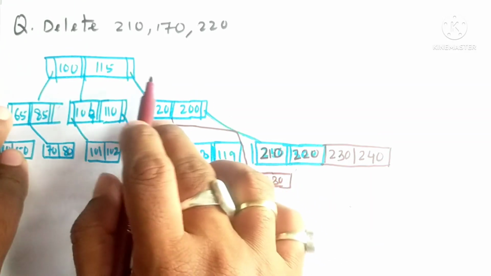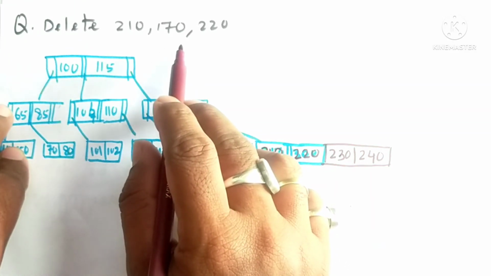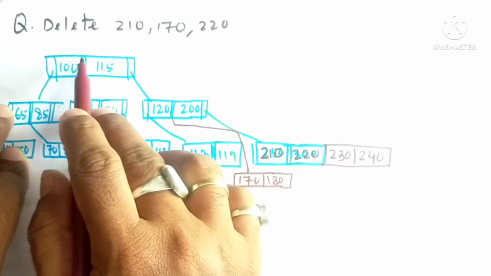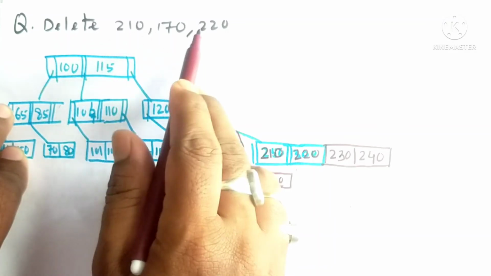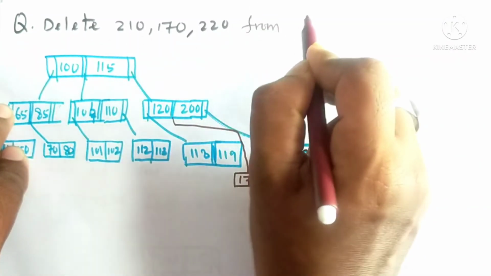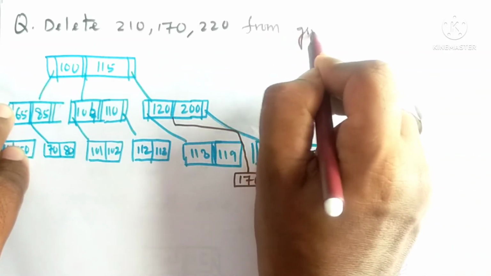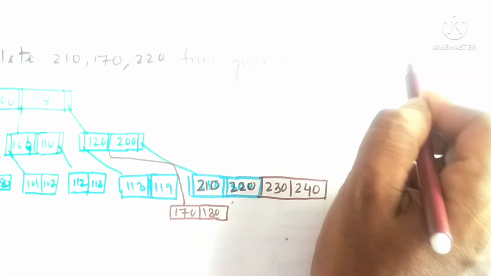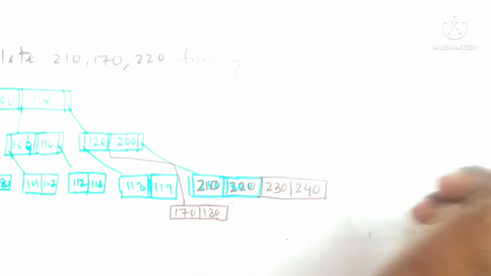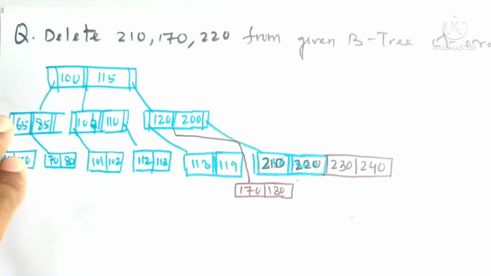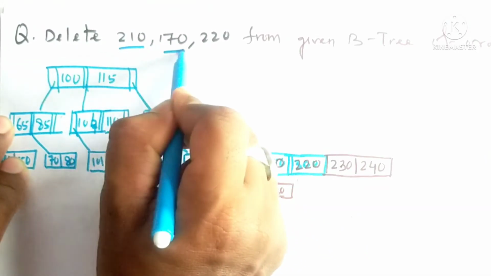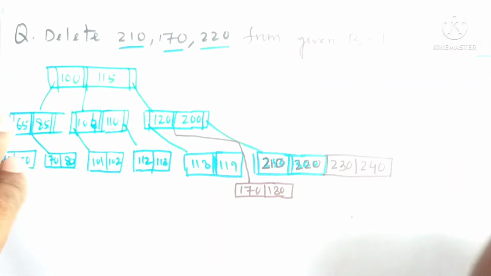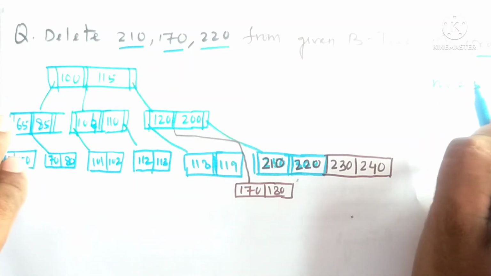So let's take one complete example where you're going to apply all the rules of deletion from a B tree. So what is given to you? Delete 210, 170, 220 from the given B tree of order 5. Think about the values you want to delete: 210, 170 and 220. And the order of the tree is given as 5. So now M is 5.